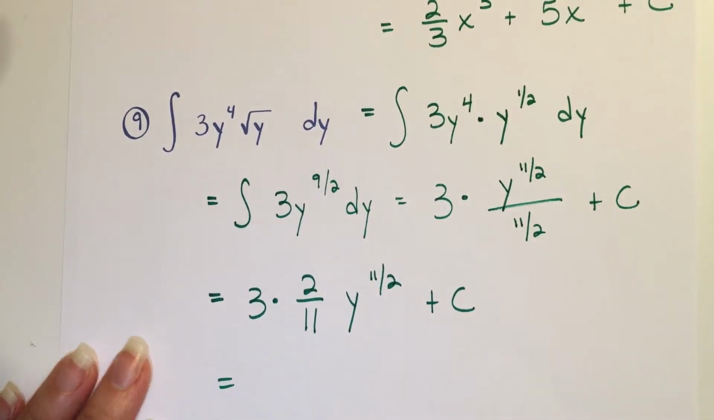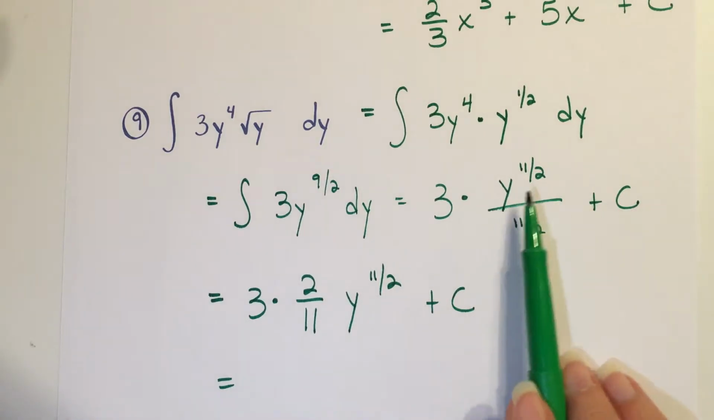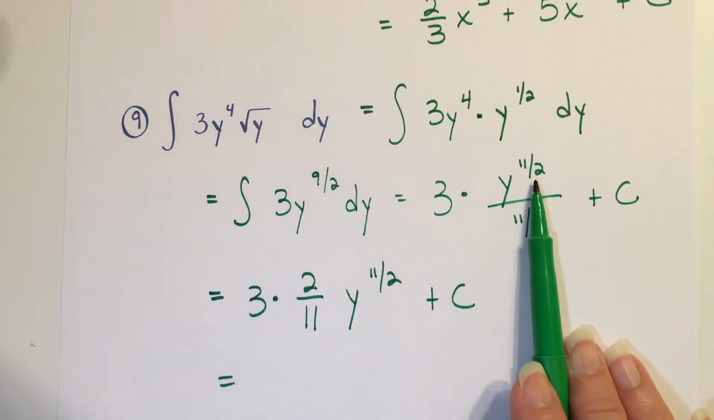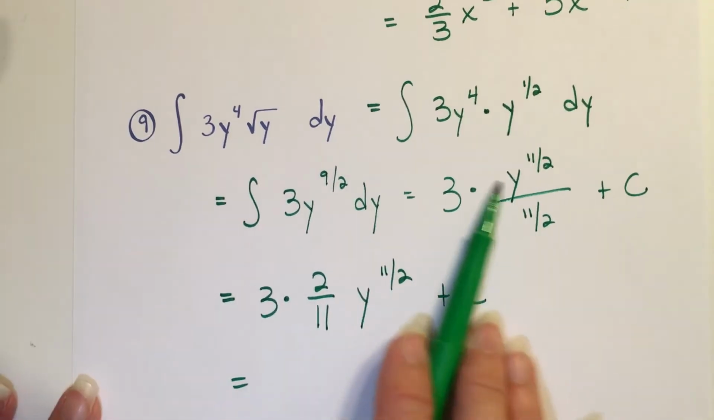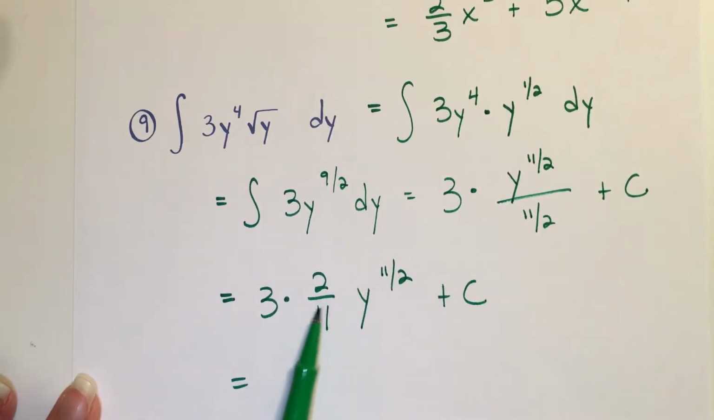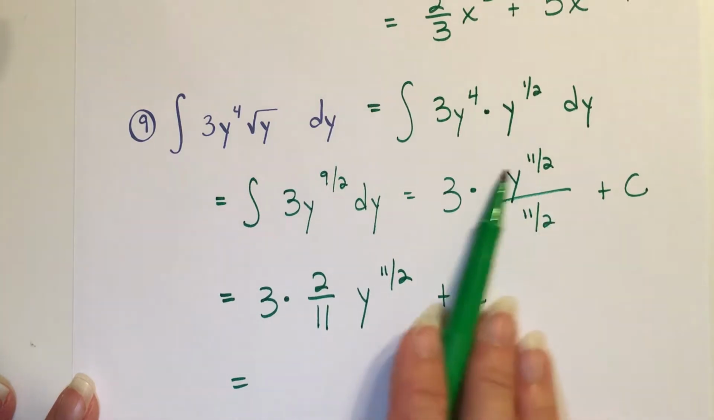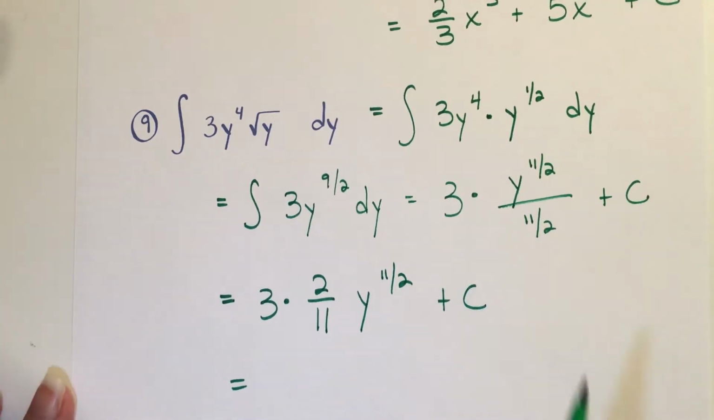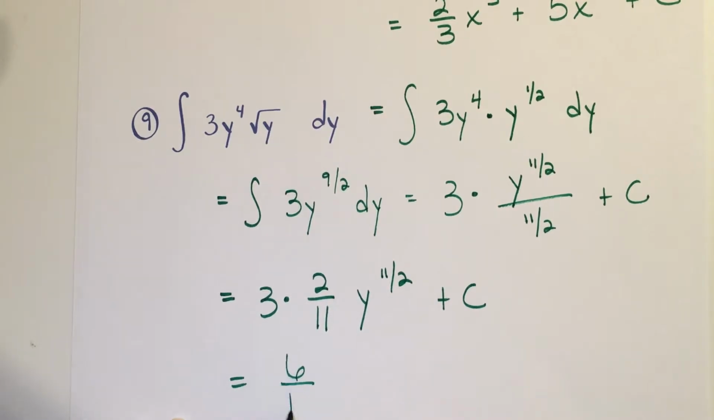And typically when I know that my power is going to be a fraction, I usually don't even write it this way. I usually just go ahead and say, okay, well, we're going to do times the reciprocal. But if you want to show this step and deal with it this way, that's perfectly okay. All right, so I just simply end up with 6/11 y to the 11/2 plus c.